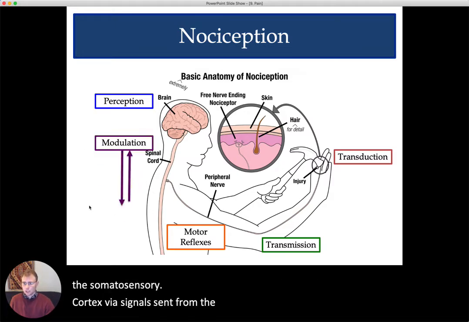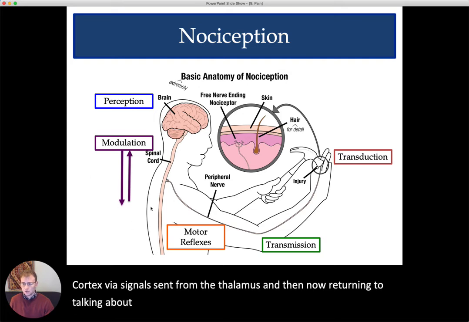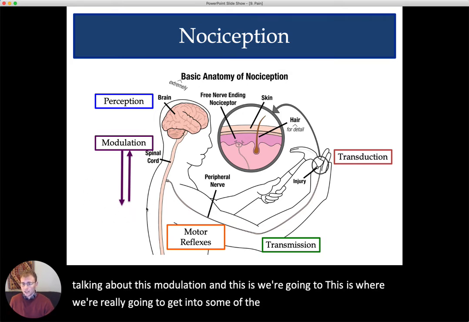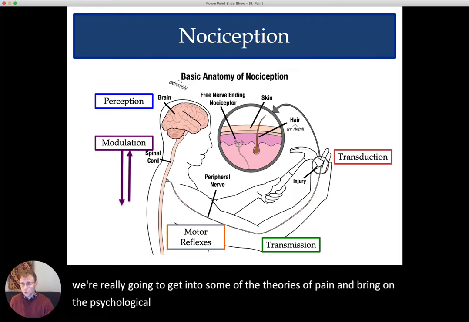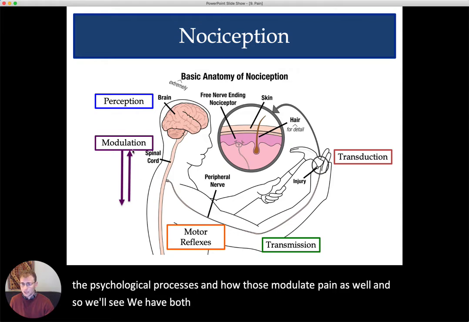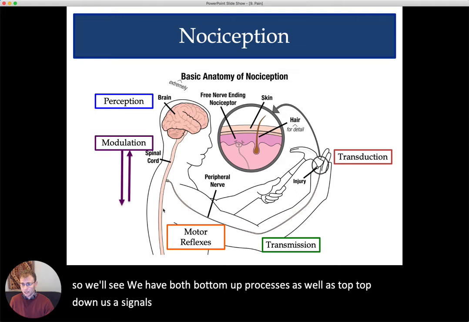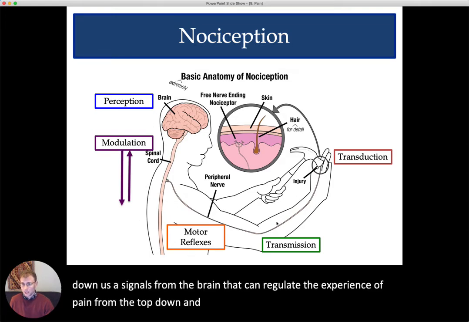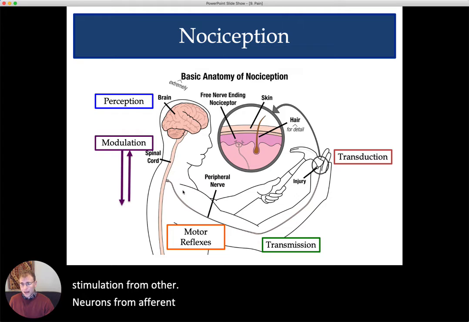And now we're turning to talking about modulation. This is where we're really going to get into some of the theories of pain and bring in the psychological processes and how those modulate pain as well. We have both bottom-up processes as well as top-down signals from the brain that can regulate the experience of pain, and also ways in which stimulation from other neurons, from afferent or bottom-up pathways, can modulate pain.